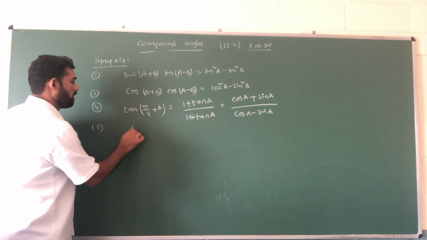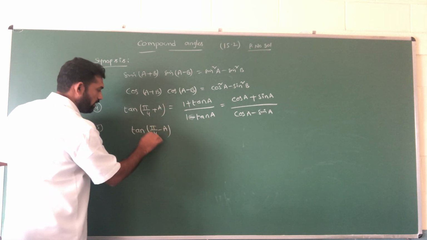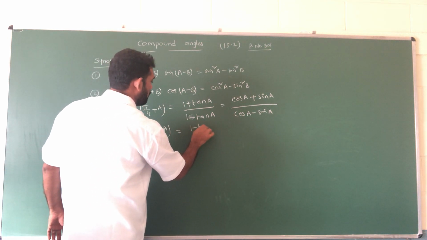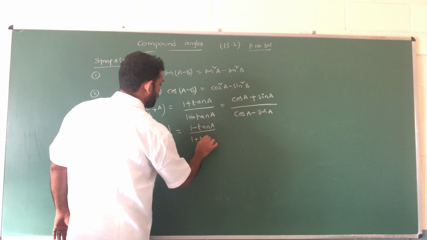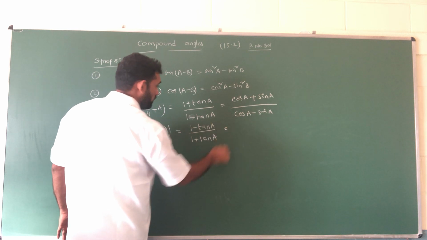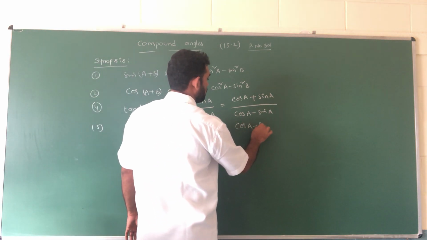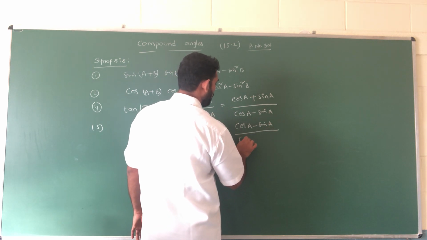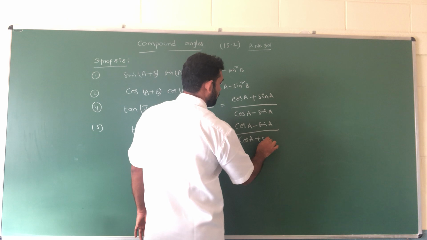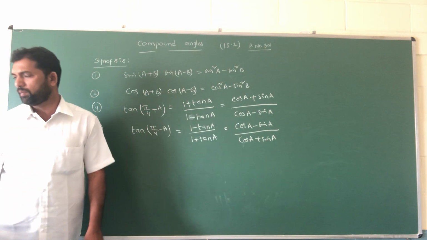Fifth one, tan of 5/4 minus a can be written as 1 minus tan a divided by 1 plus tan a. So it is equal to cos a minus sin a divided by cos a plus sin a. Remember these formulas.